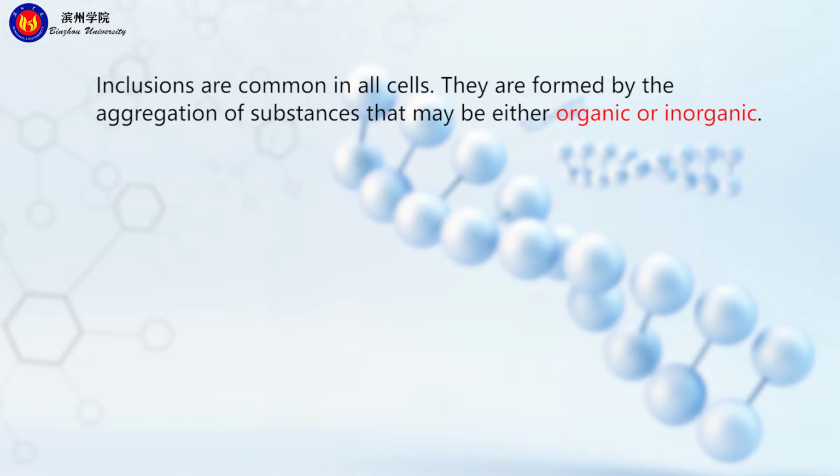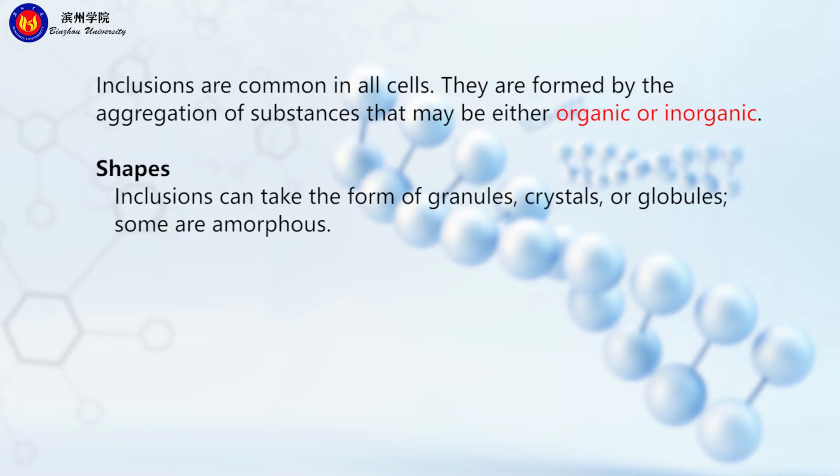Inclusions are common in all cells. They are formed by the aggregation of substances that may be either organic or inorganic. Let's see the shapes of inclusions. Inclusions can take the form of granules, crystals, or globules. Some are amorphous.